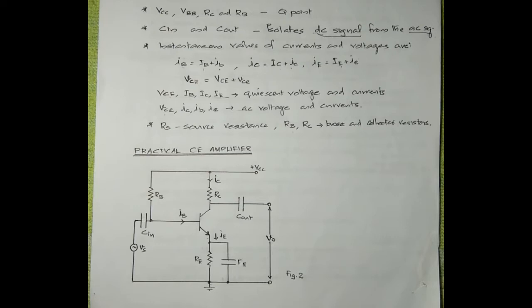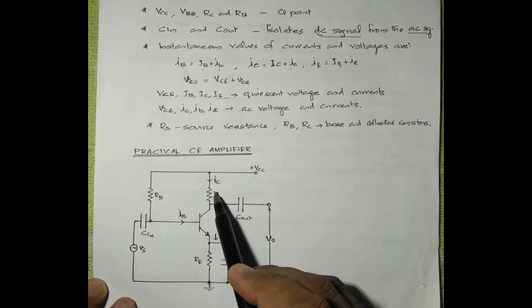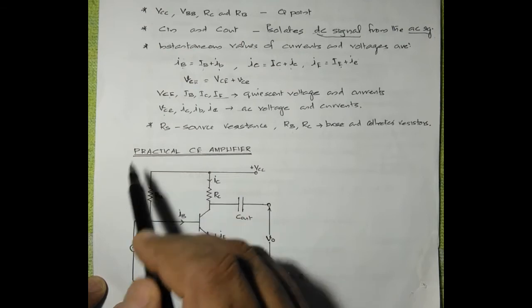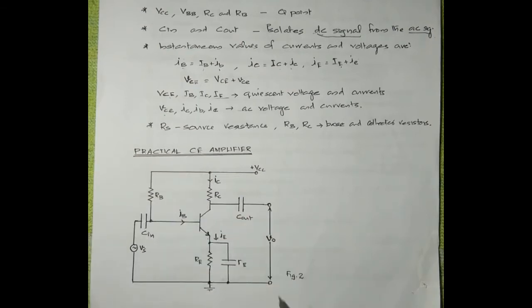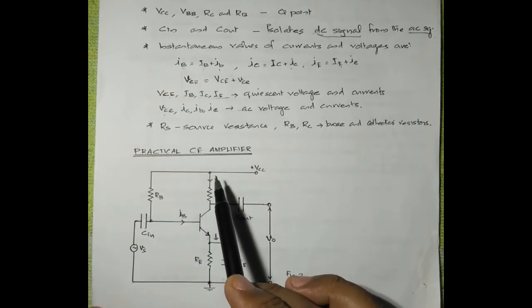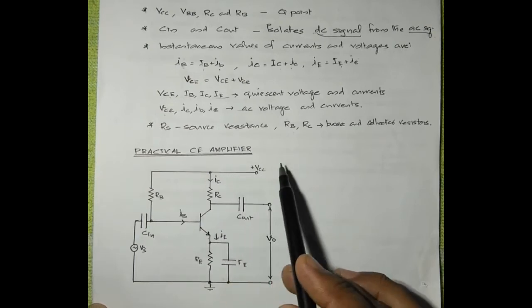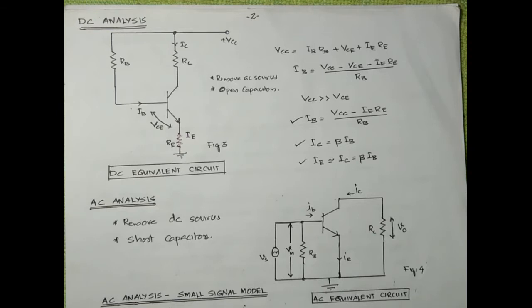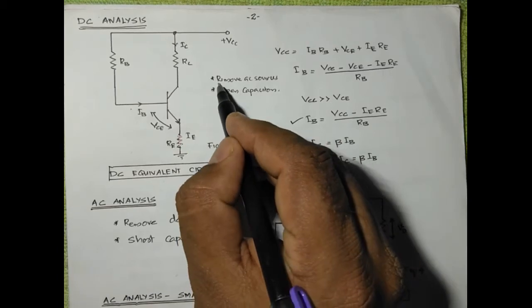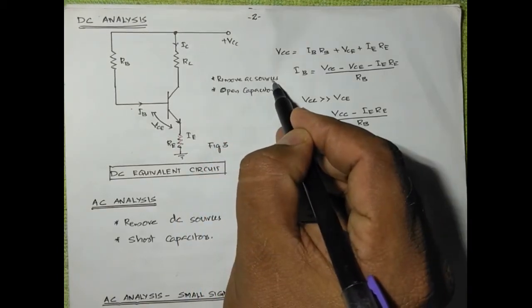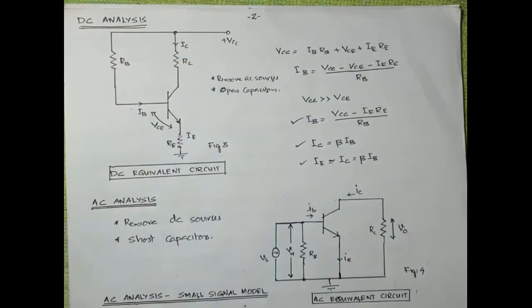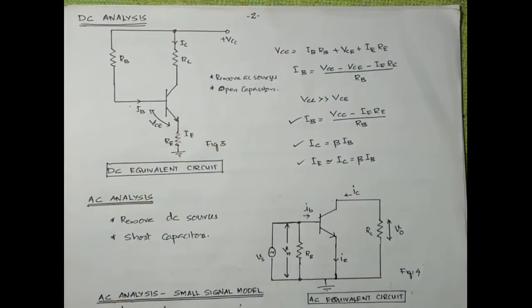What you are seeing here is the common emitter amplifier with base bias. We have already studied this circuit. Now we shall study this circuit using the AC analysis and DC analysis. Let's start with the DC analysis. For this purpose, the input AC sources are removed and the capacitors are made open. That's how we do the DC analysis.